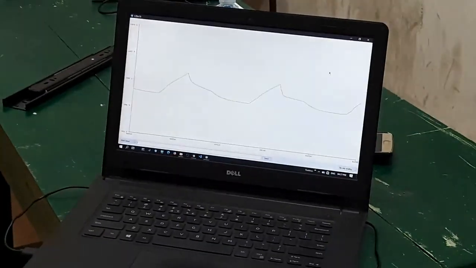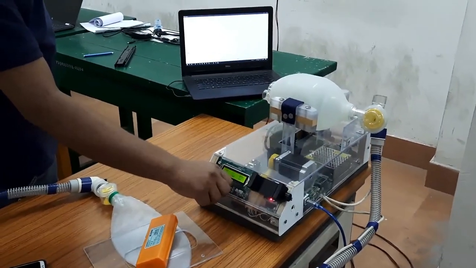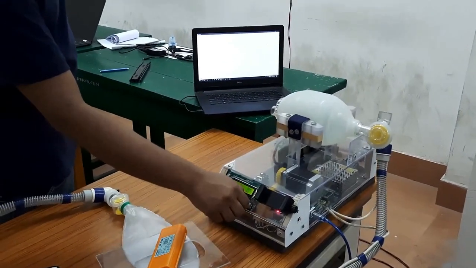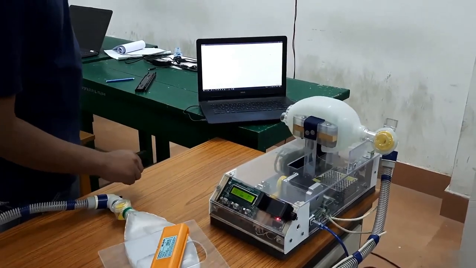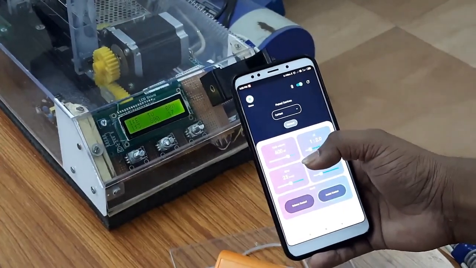There are three input parameters, which are the tidal volume, the inspiratory and expiratory ratio, and the breaths per minute, that can be controlled both manually and remotely by using an app.